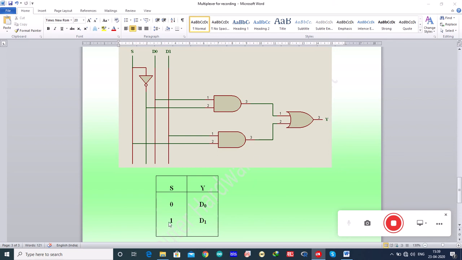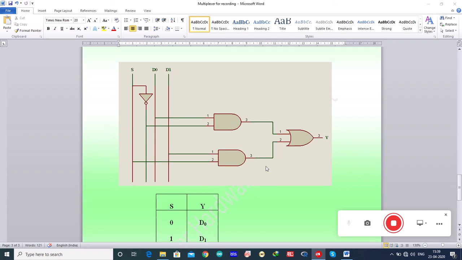Now when S is 1, this becomes 0. If this becomes 0, this AND gate is disabled, and this is 1, D1, output here is D1, and this appears at the output, that is output here is D1. This is how this works. In the next lecture, we'll see how to construct the 4-to-1 multiplexer and its working.